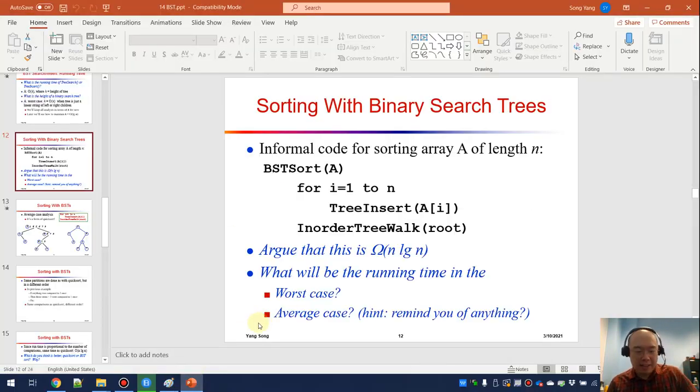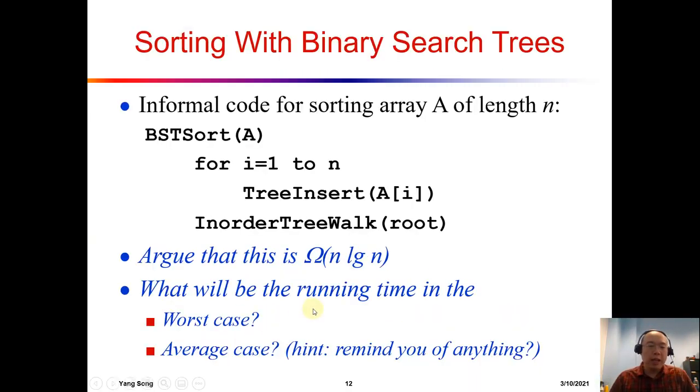Okay, let's come back to our lecture notes. My question is, how do you argue that for this binary search tree based sorting algorithm, this is also omega n log n? I can tell you, it is omega n log n. And why? For the omega n log n, what does that remind you? It reminds you this is the lowest possible for a comparison based sorting algorithm, isn't it?